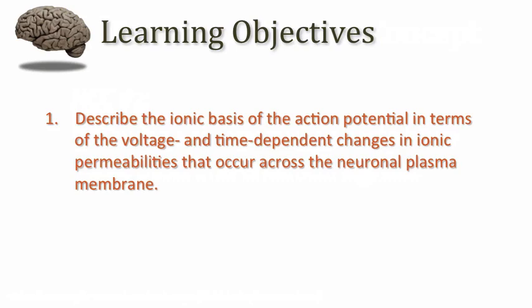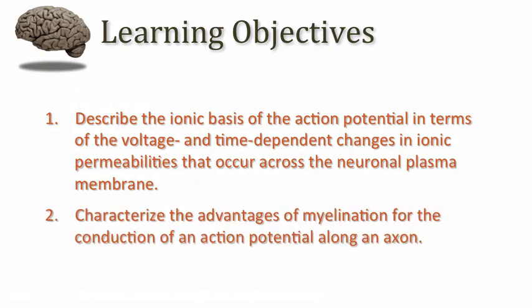Same learning objective you saw with our last tutorial. But now what I want you to do is to apply that knowledge to the concept of propagation of action potentials along a length of axon. And that brings us to our second objective, and that is to consider the benefits of adding myelin to an axonal sheath. So I want you to be able to characterize the advantages of myelin for the conduction of an action potential along an axon.